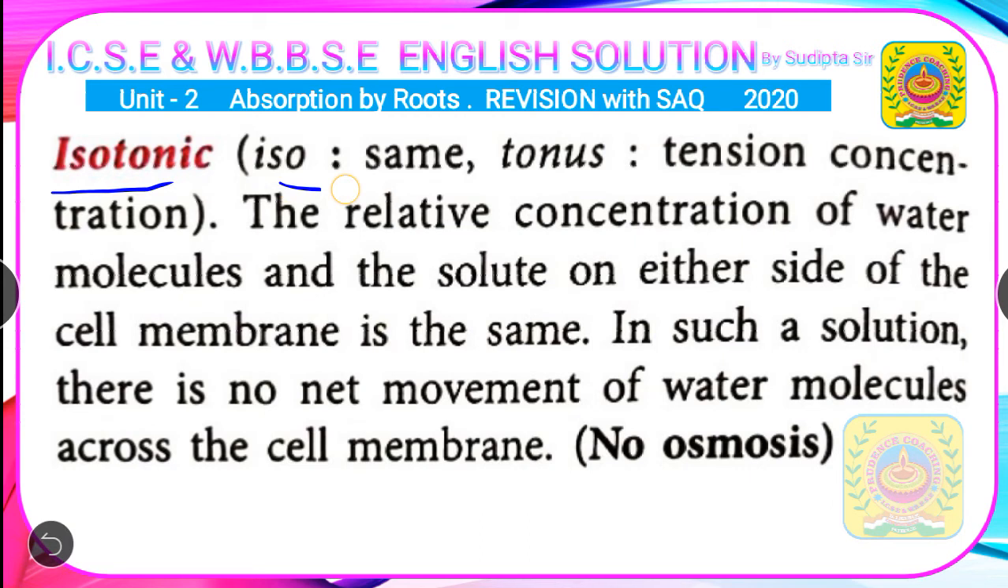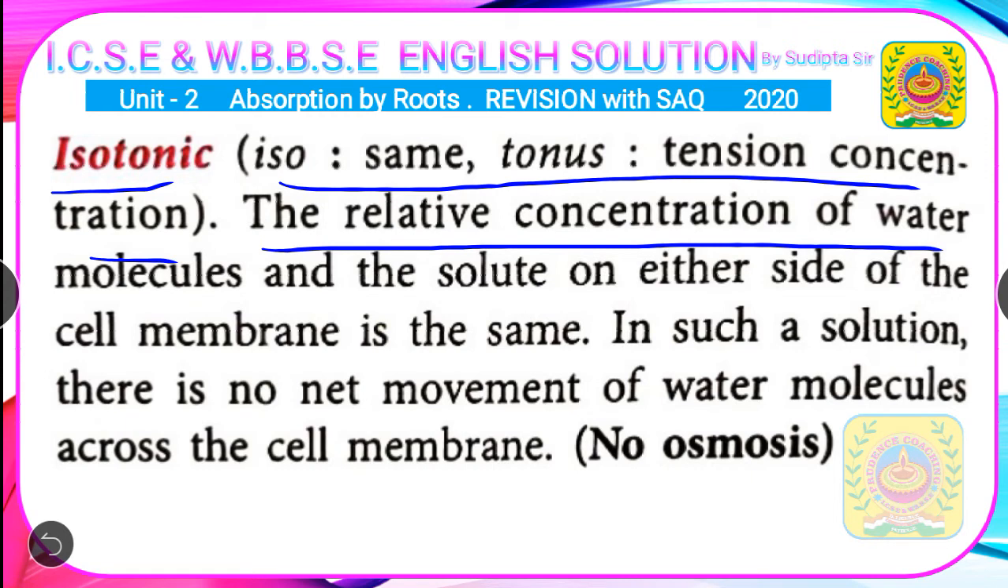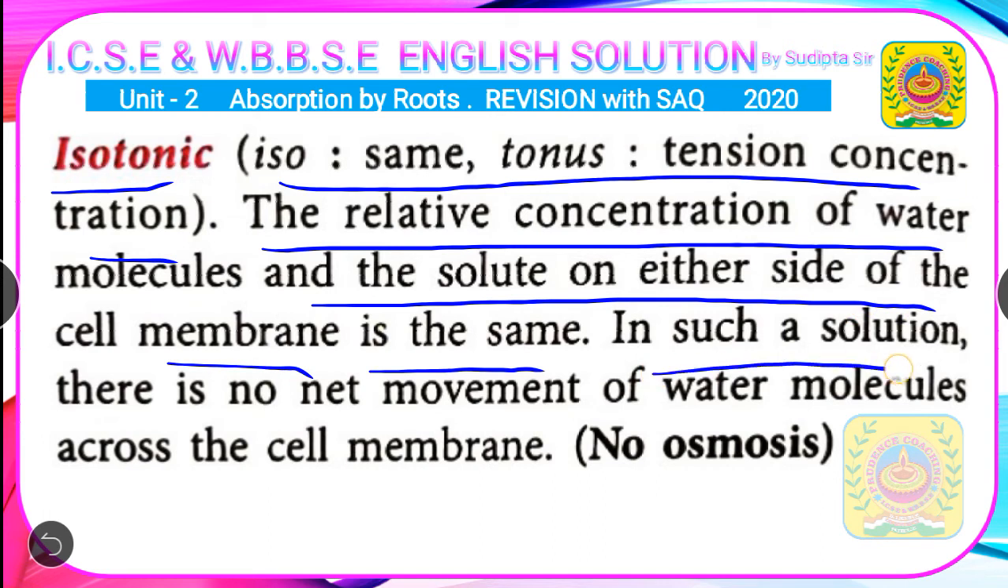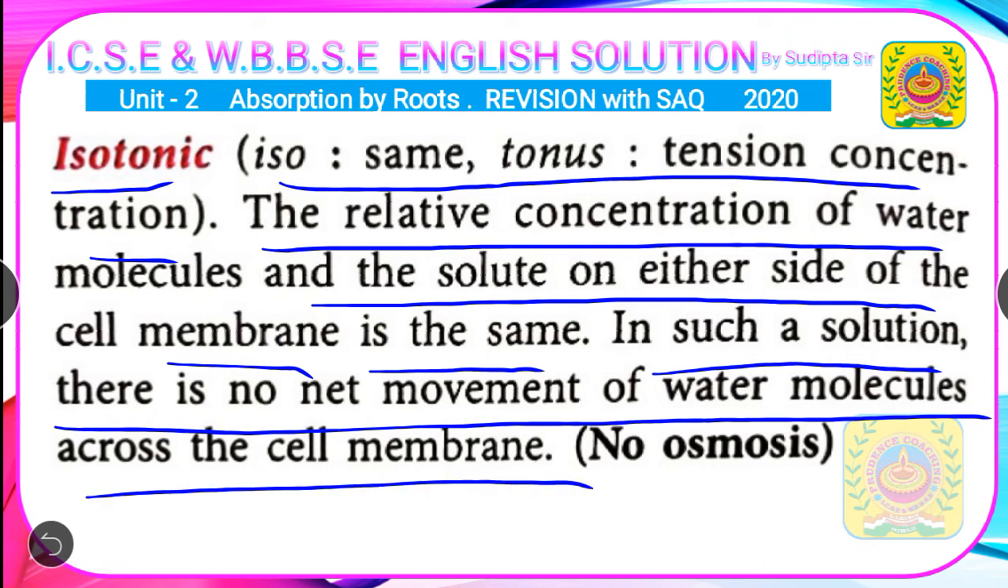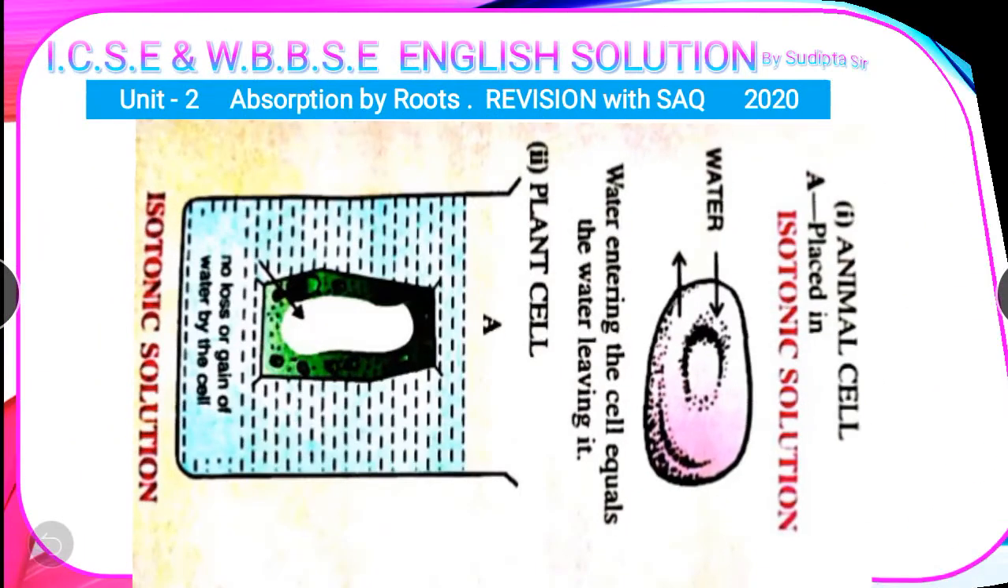Isotonic: iso means same, tonus means tension or concentration. So the relative concentration of water molecules and the solute on either side of the cell membrane is the same in such a solution. Means in isotonic solution, there is no net movement of the water molecules across the cell membrane. That means no osmosis will occur, and as there is no osmosis, no change will occur in isotonic solution. You can see this clearly in this picture.